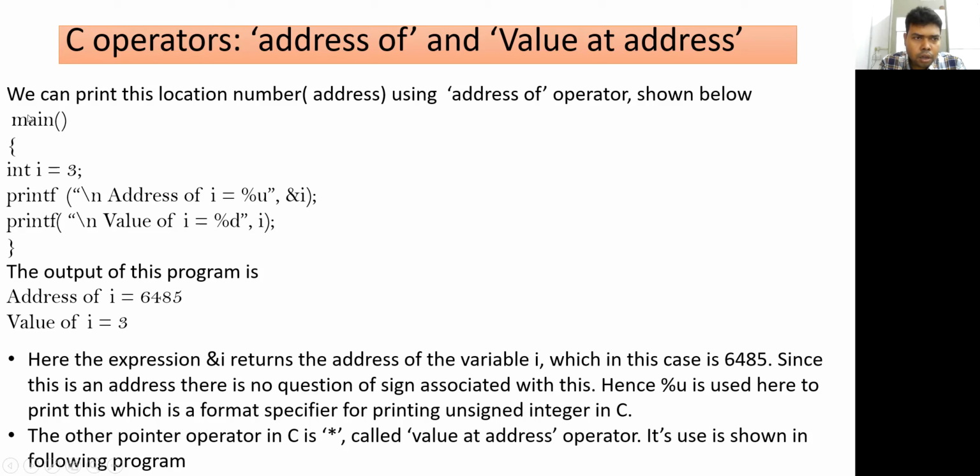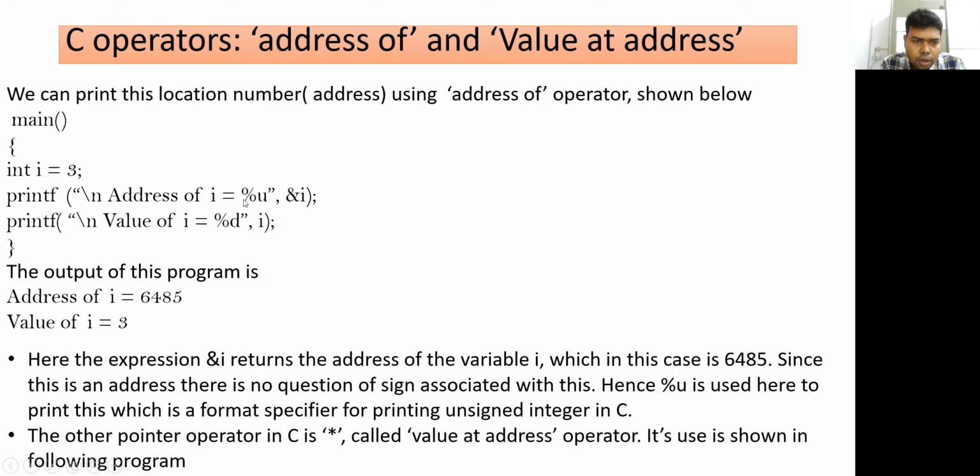Over here, we have a program in which we have used the address of operator. You see in the first line, we have main, then int I equals 3. Then we are printing with printf: address of I, %u, comma, &I. So what does it mean? This ampersand is the address of operator. When we write &I, it refers to the particular address where I is stored.